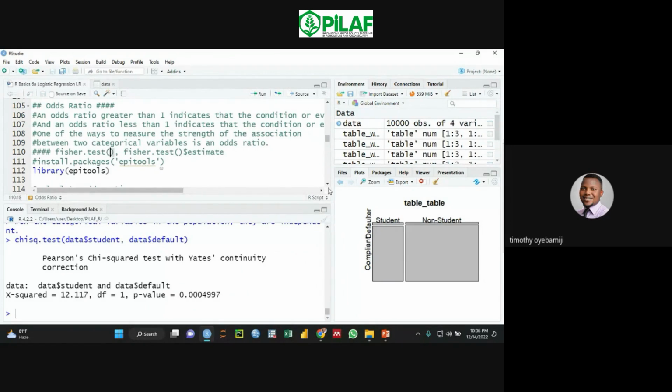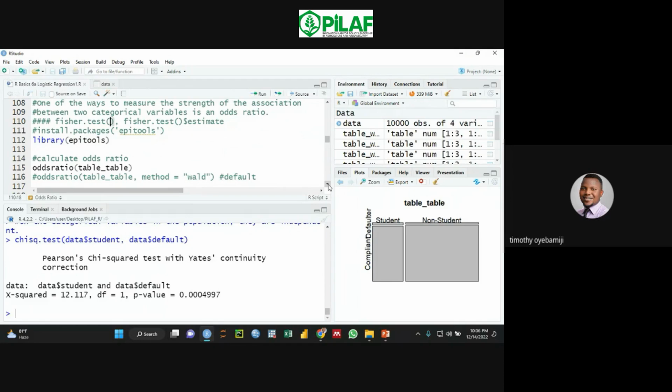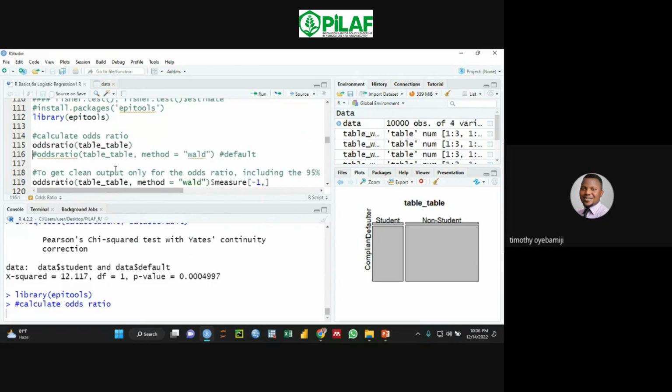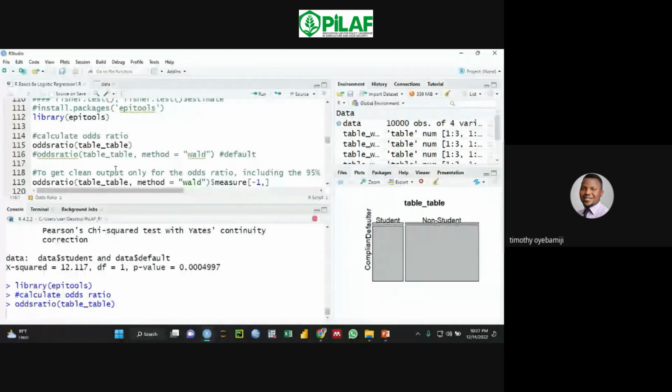However, to get a more robust output for the odds ratio, we'll be using this library called epitools. I guess the full meaning is epidemiological tools. They are the ones that use a lot of odds ratios. So you install epitools and then load the library. I'm going to load mine now. In epitools, there's a function called oddsratio. You just insert your contingency table into it. By default, it uses the method called Wald. Just put your contingency table, and you have a long range of outputs.